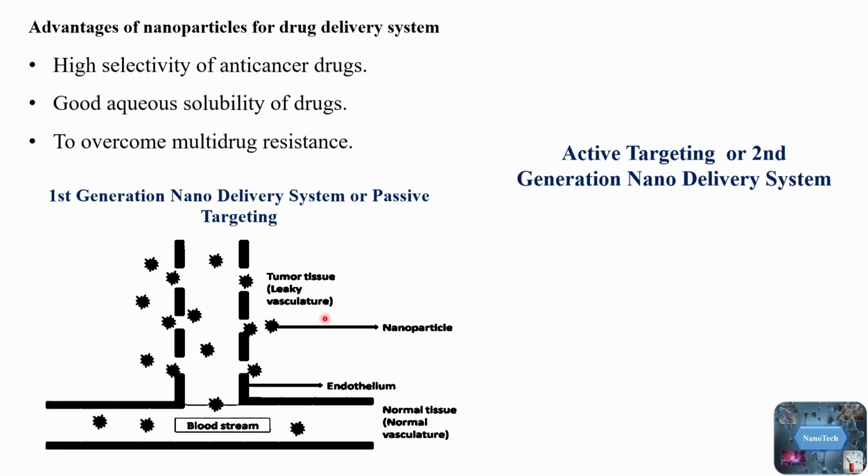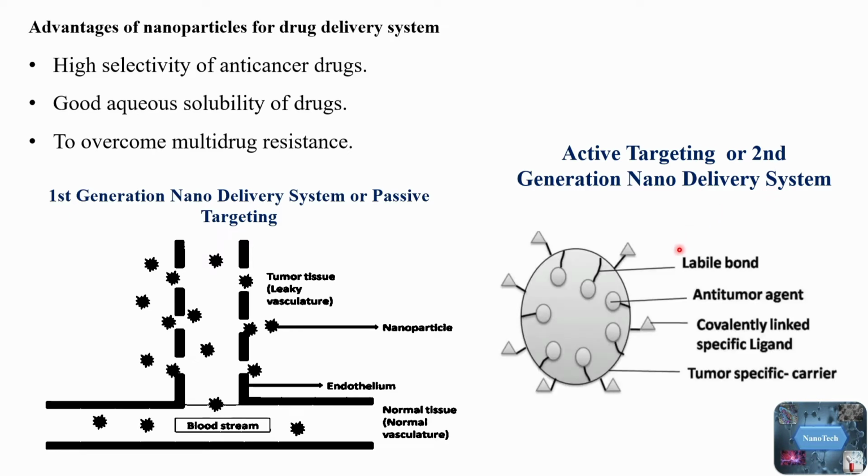Active targeting, second-generation nano delivery system. Active targeting is usually achieved by conjugating the nanoparticles to a targeting moiety, thereby allowing the preferential accumulation of the chemotherapeutic drug in the tumor tissue, within individual cancer cells, or even within intracellular organelles. The targeting moiety ligand can be antibodies, aptamers, small molecules, folate molecules, and proteins such as transferrin.